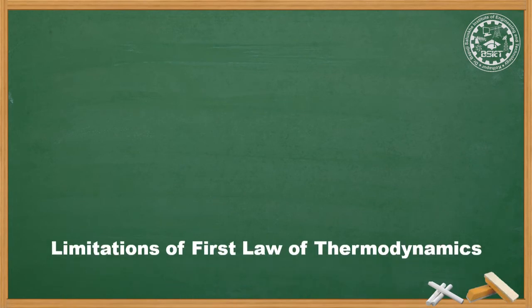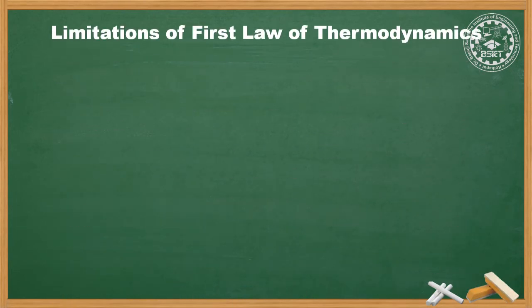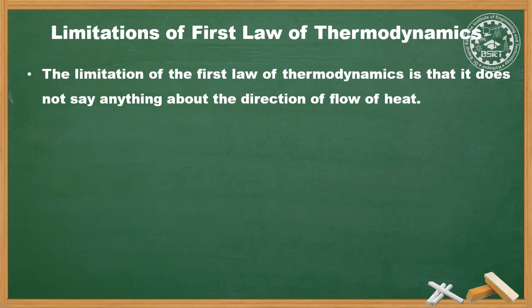There are some limitations of this first law of thermodynamics, which are discussed as number 1. The limitation of first law of thermodynamics is that it does not say anything about the direction of flow of heat. That is, whether heat flows from upper body to lower body, or from lower body to upper body, it is not mentioned in this first law of thermodynamics.